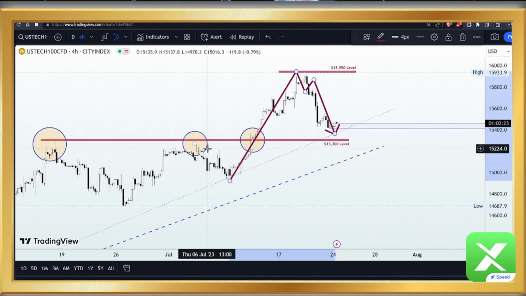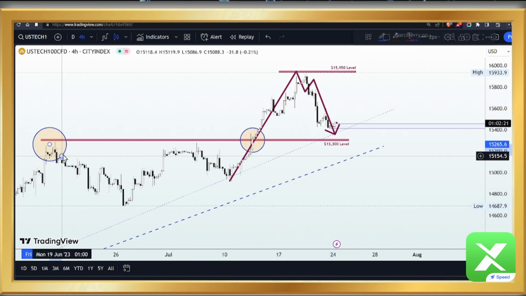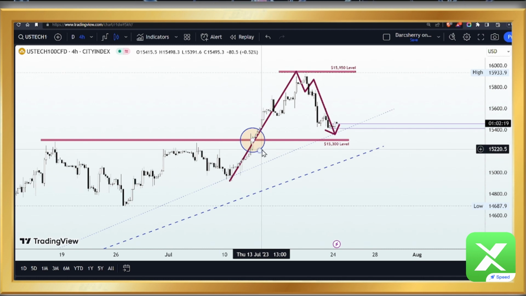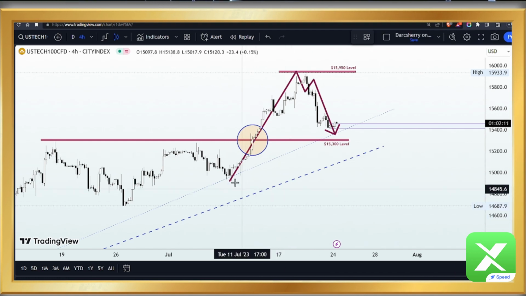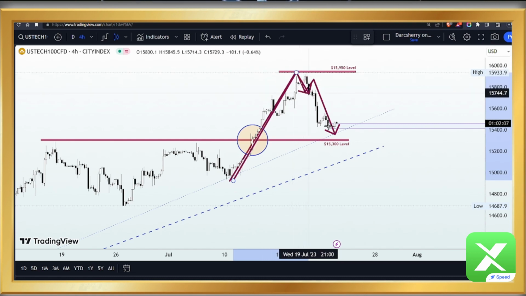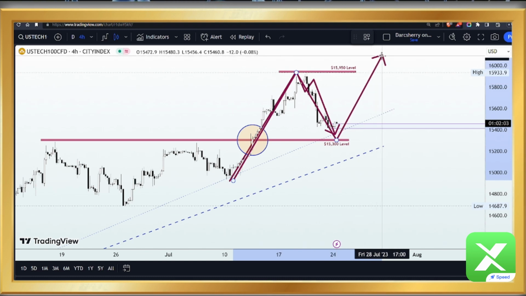Remember, this structure was, let me delete this one. I don't want our chart to be too clumsy. So remember, we had the breakout of this 15,300 during the upper trading week. From a technical standpoint, when price breaks out of a key structure such as this, we expect it to come back and retest that level to incite another trend continuation to the upside.